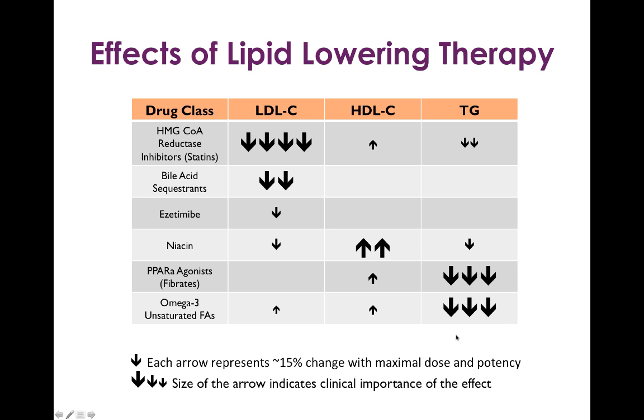The other thing I did was try to code the magnitude of the effect by the number of arrows. So each arrow ballpark represents a 15% drop in that particular lipoprotein species at maximally therapeutic doses. So for example, with the highest potency statin, you can get up to about a 60% drop in LDL cholesterol.